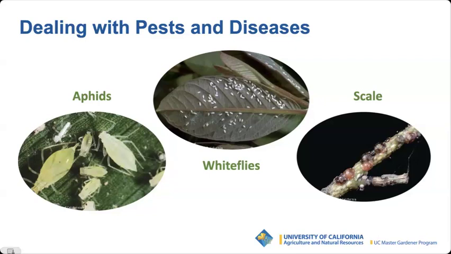All aphids, whiteflies, and scale have many natural predators, so it's best not to spray with insecticides, which will also kill the beneficial insects and may contribute to a heavy rebound of the aphids, whiteflies, and scale once the beneficial insects have been killed.